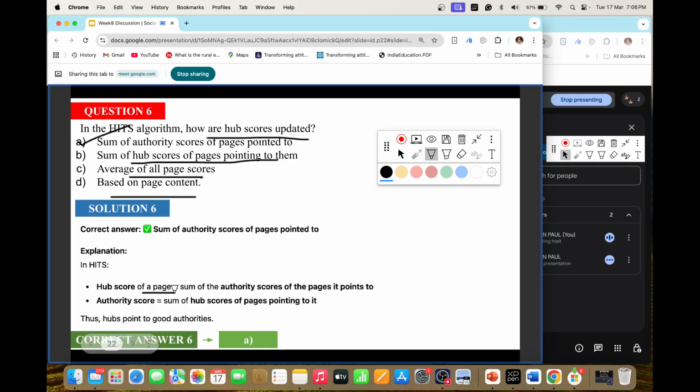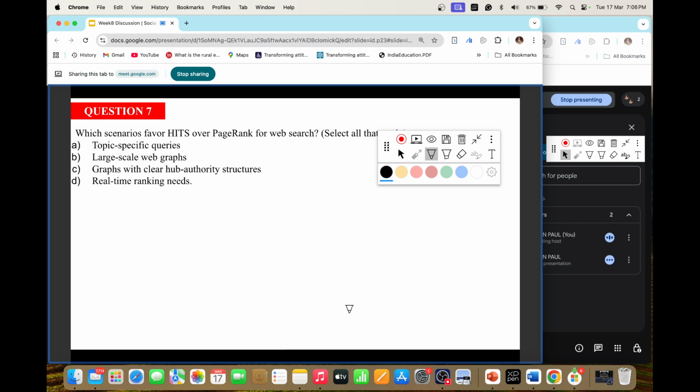Hub score of a page is the sum of authority scores of the pages it points to, and authority score is the sum of hub scores of the pages pointing to it. So option A is the correct answer. Now let's move on to the next question.